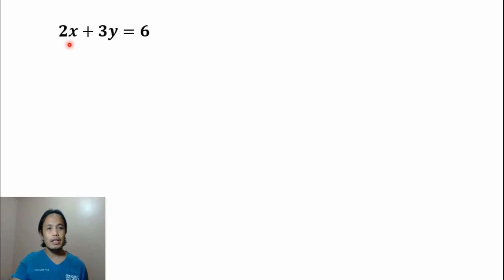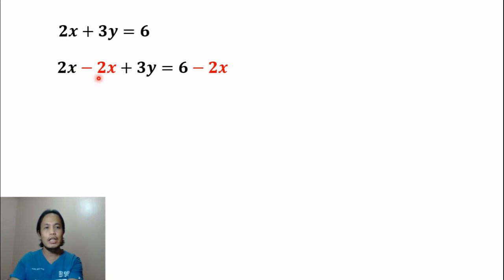So how to eliminate is just by simply using the subtraction property of equality. So we subtract 2x here so that we can cancel this out. And of course, since this is subtraction property of equality, we will also subtract 2x at the right side. So in this case, we can cancel out the 2x. 2x minus 2x is 0, or this is cancelled out. So what remains now is the 3y.